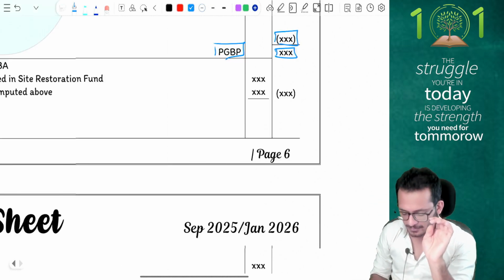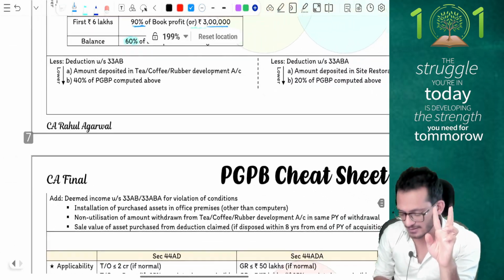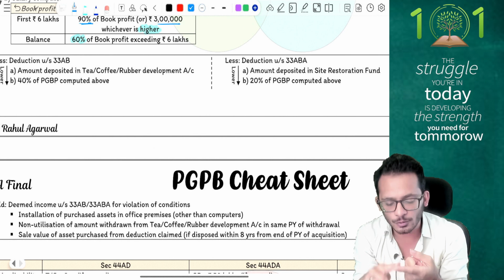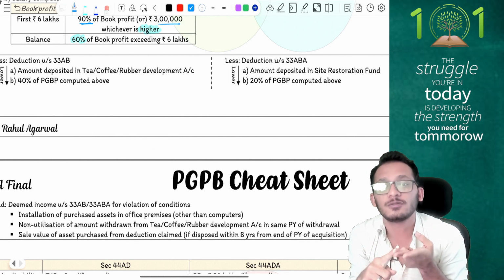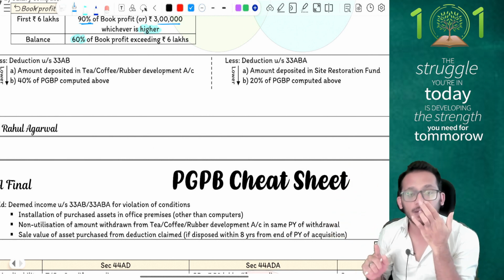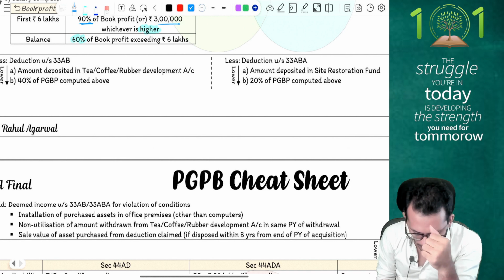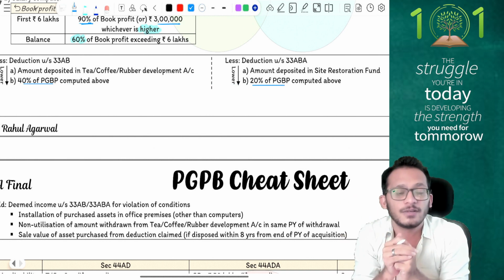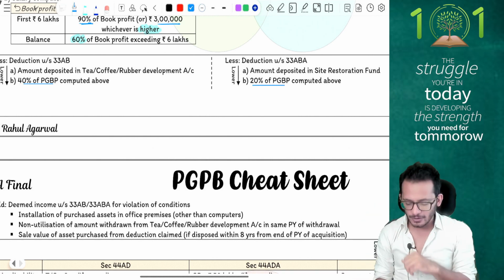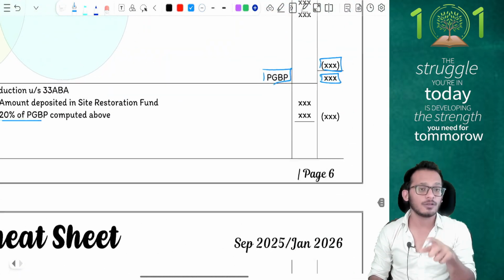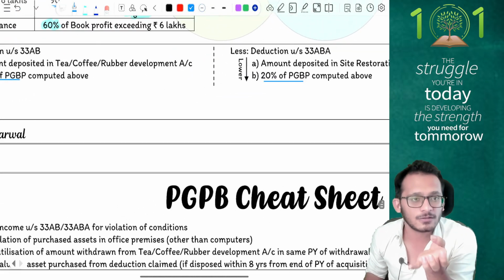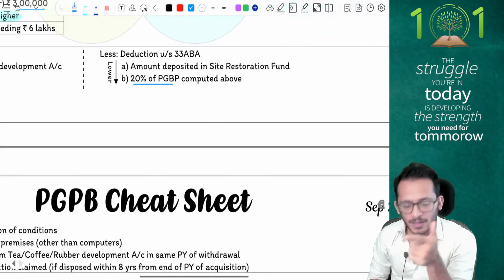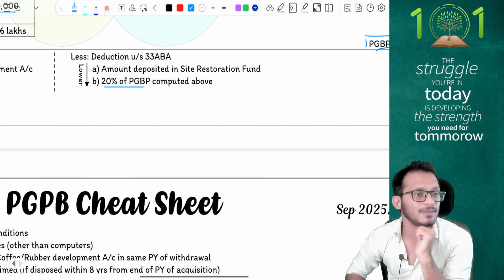But yes, if you have arrived at PGBP statement, people, what else can you do? You have now 2 more deductions, section 33AB and section 33ABA. This section says that if you have made any deposits to tea, coffee, rubber development account or any kind of deposit to site restoration fund, then whatever amount you're depositing there, or 40% of the PGBP in case of tea, coffee and rubber, and 20% of PGBP in case of site restoration funds, can be claimed as a further deduction. So if you're into any kind of tea, coffee, rubber business, then whatever PGBP you get on the top, you will take 40% of the number, compare it with the amount you have actually deposited in tea, coffee, rubber development account, and that can be claimed as a further deduction. If you are in site restoration fund, then you can claim 20% of the PGBP as a further deduction.